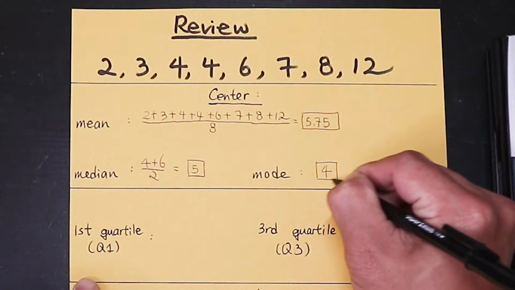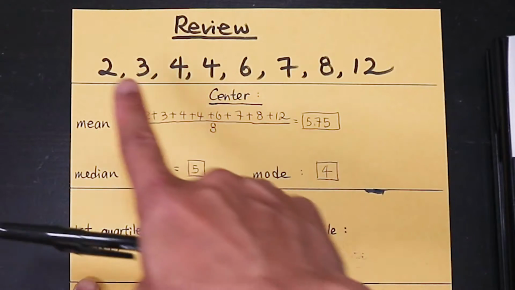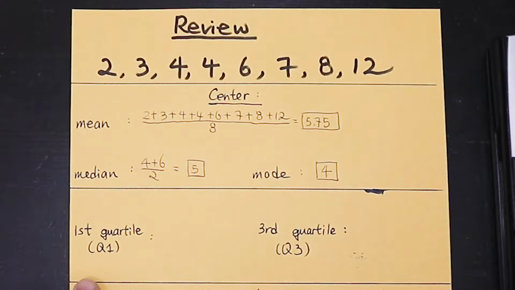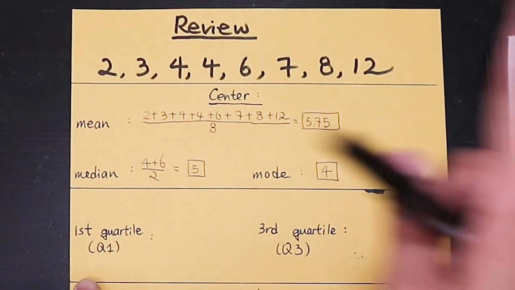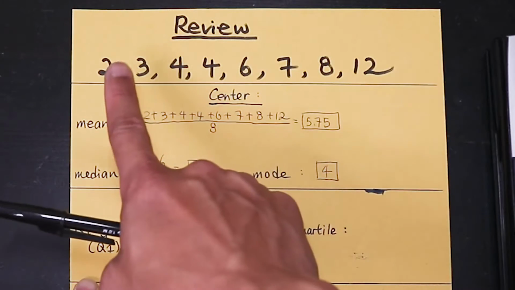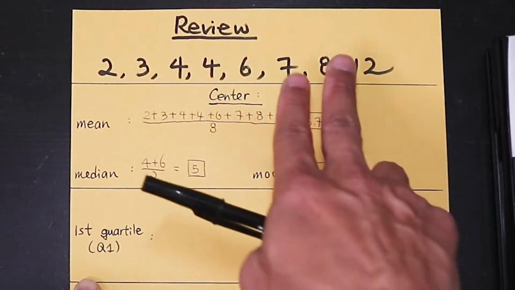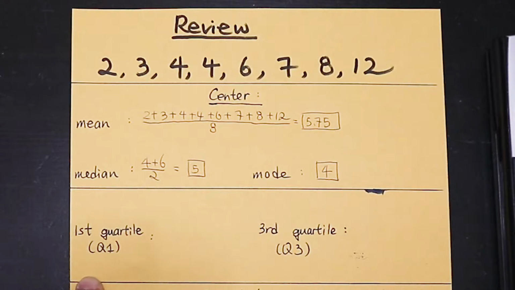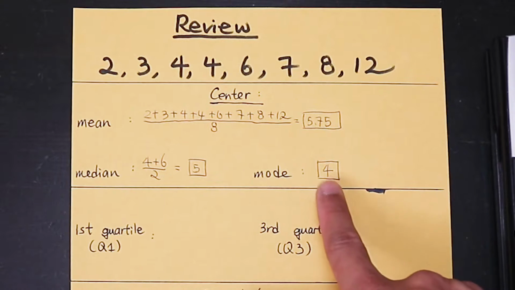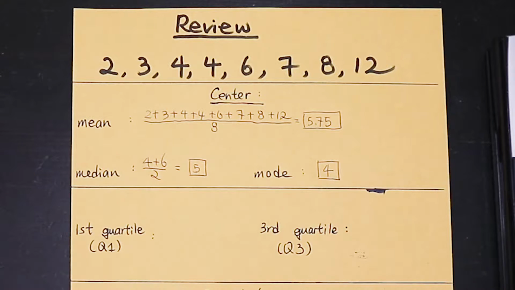Now, sometimes a data set has no mode if all of the numbers appear only once, or sometimes there'll be more than one mode if more than one number appears the same number of times. Let's say if there are 2 7s and 2 4s, then your mode is going to be 4 and 7. There might be 2 answers, 1 answer, or no answer for the mode. But in this case, there is 1 answer, which is 4.